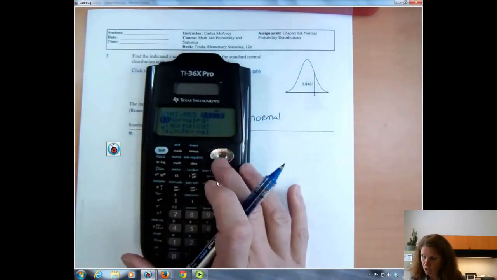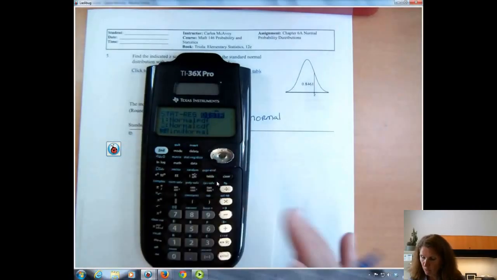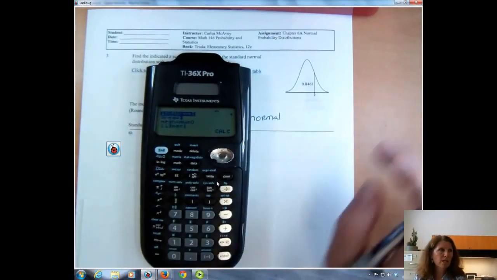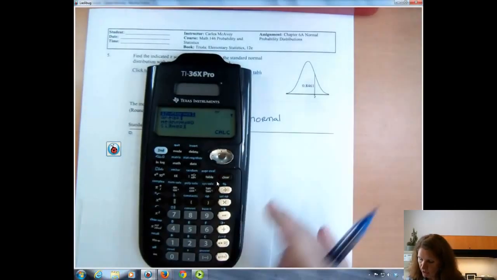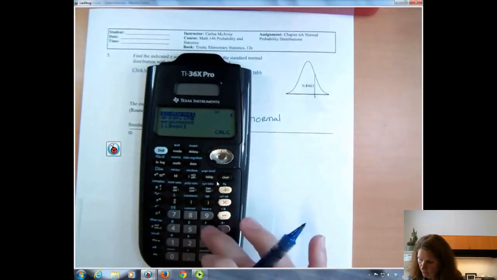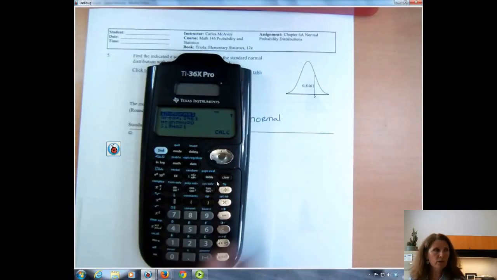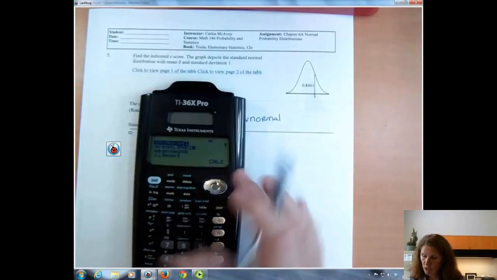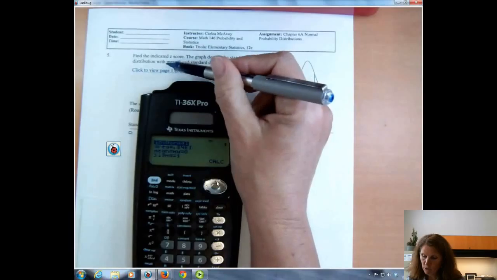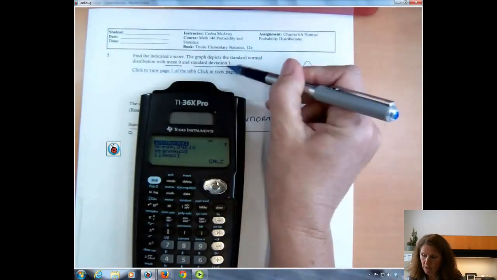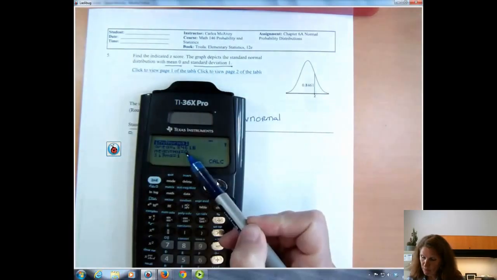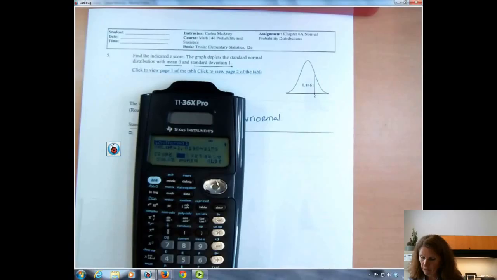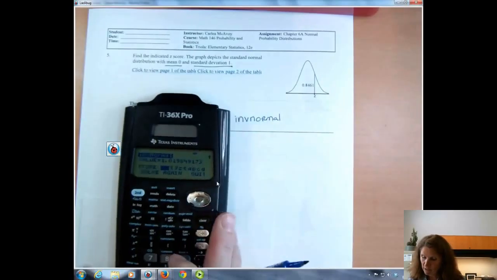Second function, distribution, and then if you go down to number 3, it says inverse normal. Now it asks you, what's the area? Well, they gave us the area. It's 0.8461. And we still have a standard distribution. If it has a standard distribution, we have a mean of 0 and a standard deviation of 1. So all I have to do is make sure that my mu is 0 and my sigma is 1, and then calculate. And what that gives me is a z-score.